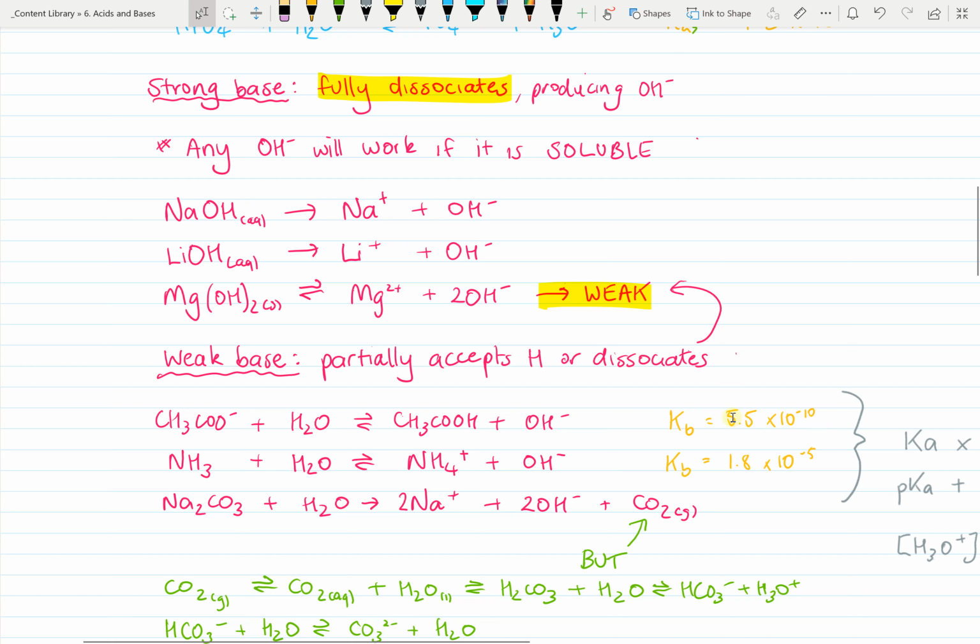And so, I should get my wording better. The Kb tells me I'm favoring the reactants a lot. And so I'm on this side a lot. And the definition of a base is a proton acceptor. A lot of it's not accepting protons, so it's on this side.